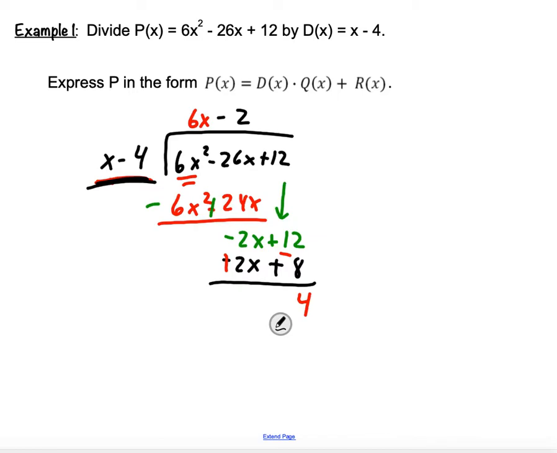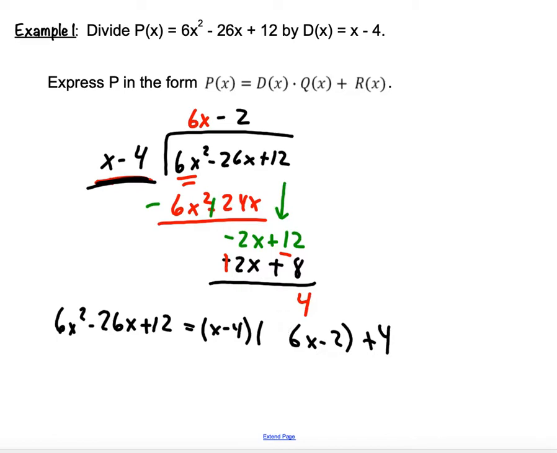So p of x, they said to put p of x first, which is 6x squared minus 26x plus 12, is equal to, and we're supposed to take our divisor, which is x minus 4, and multiply that by our quotient, which is 6x minus 2. And then add together our remainder, which is 4. And so that is our answer.